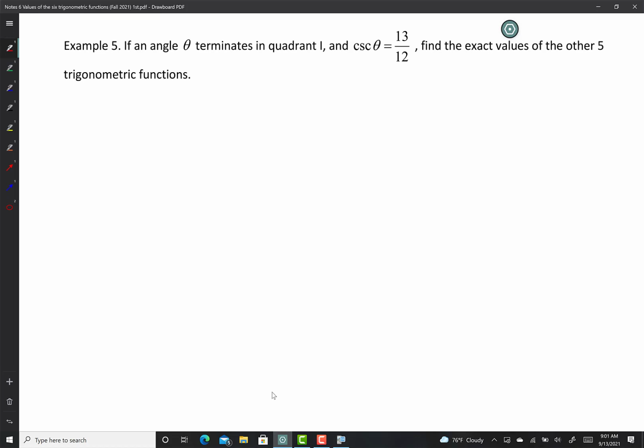If an angle theta terminates in quadrant 1 and cosecant is 13 over 12. All right, make life simpler for you guys. As soon as you see cosecant is 13 over 12, give me the reciprocal of cosecant. You can actually go back and forth with it. So sine is 12 over 13. The reciprocal of cosecant is sine. The reciprocal of sine is cosecant. You can go back and forth with them, guys. Cool? So sine is 12 over 13, and it says find the exact values of the other 5 trig functions.